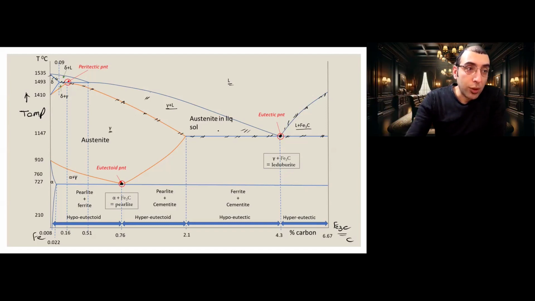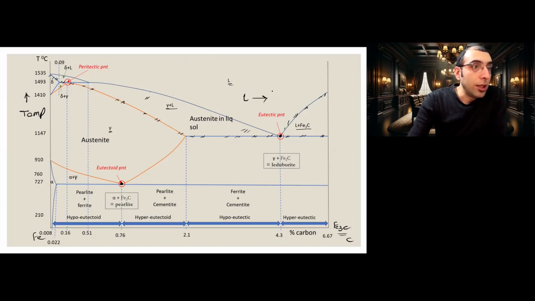So we have one eutectic point and one eutectoid. Eutectic is basically when you have liquid at this point transforming into two solids. So in this case, let's make a general form of it.